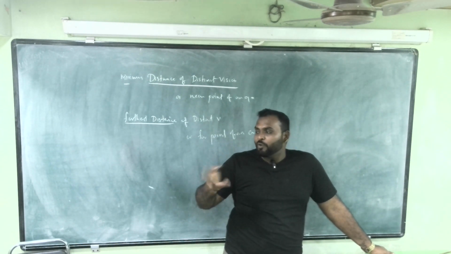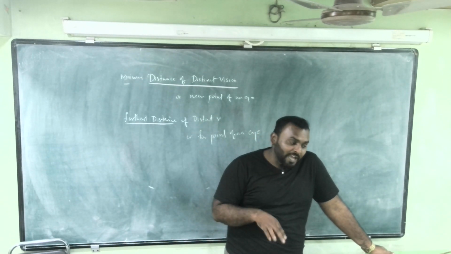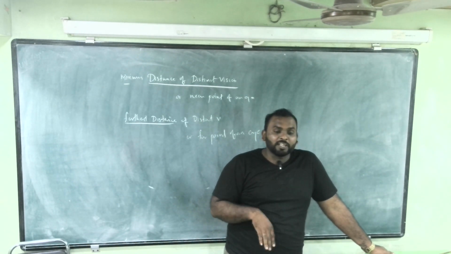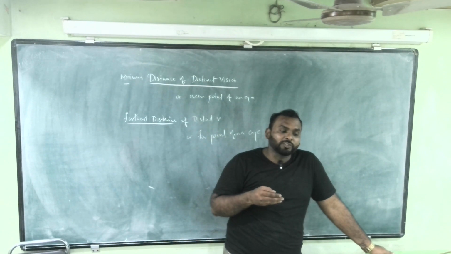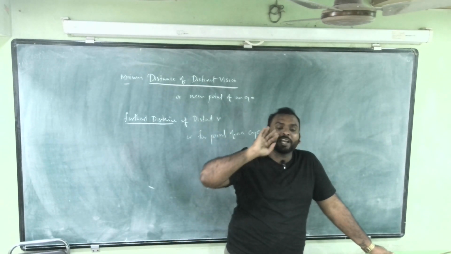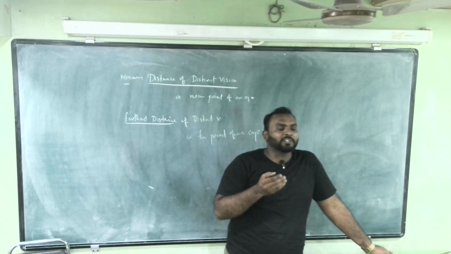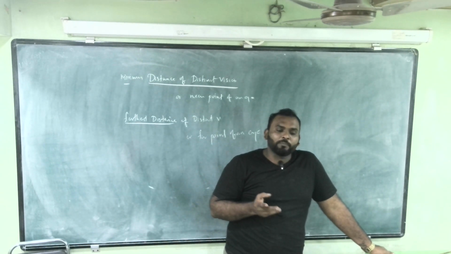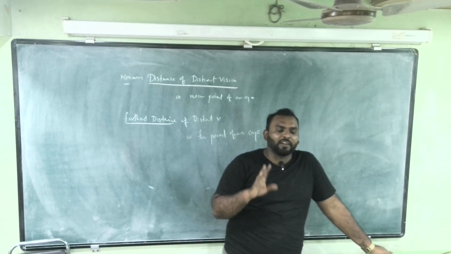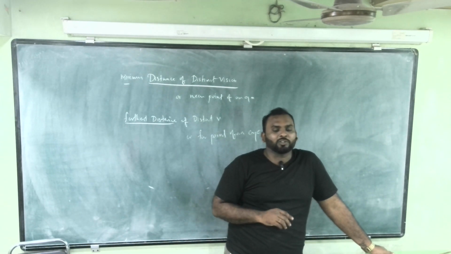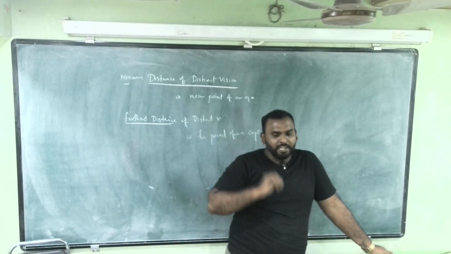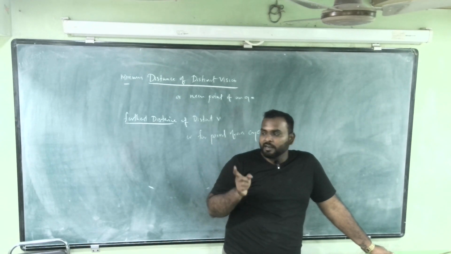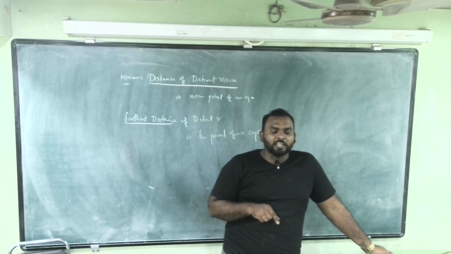Hypermetropia is just the opposite. Hypermetropia is a defect of human eye in which the person is able to see far away objects clearly, but is not able to see the nearby objects. And in presbyopia, they are not able to see the far away objects also, near away objects also, and that is because of the old age. Okay?